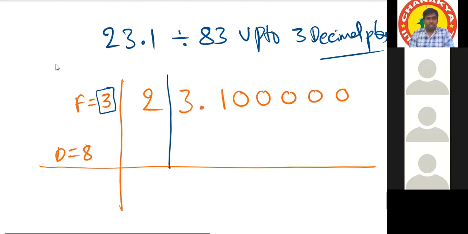Okay, we'll start the solution. In 2, will 8 go or will it not go? Sir, it will not go. It will not go means 0 times I can take. 8 times 0 is 0. So write 0. Then 2 minus 0 is 2, and it becomes 23.